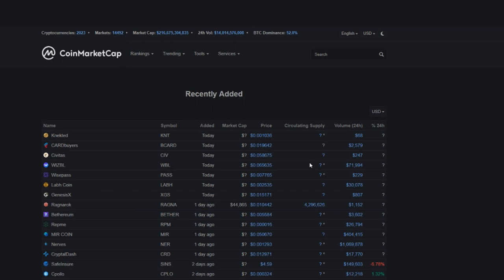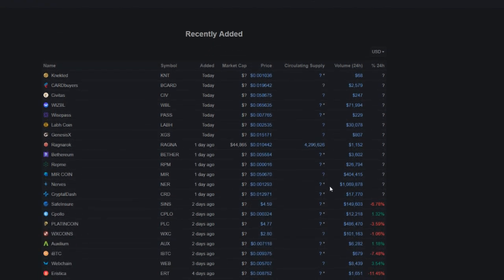The reason why this recently added feature is really great is because nearly only the good projects get added to CoinMarketCap. Now, that's not a guarantee, but it's a higher chance than a project that will never get onto CoinMarketCap and will never get discovered and will never get volume.